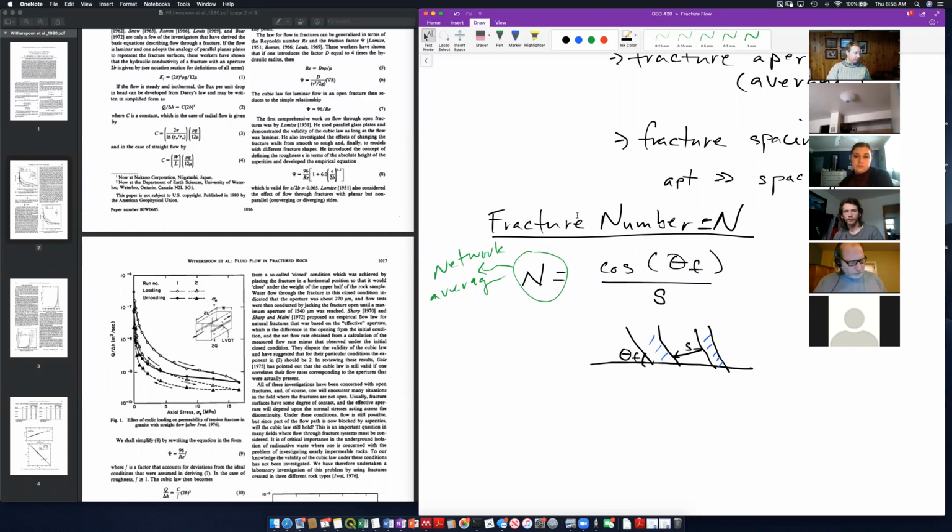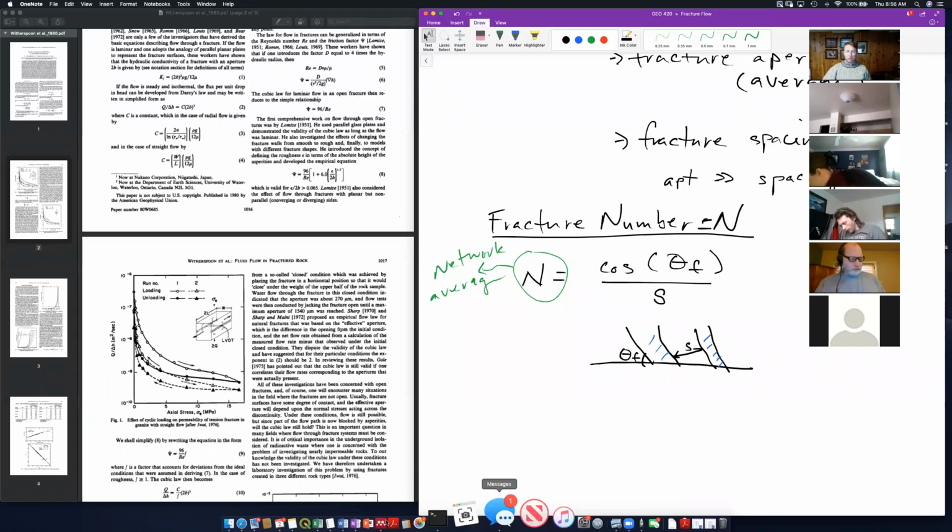All right, let's take a 5-minute break, and then we'll talk about one of the ways we deal with this averaging process, which is to think about the fracture network as an equivalent porous media. All right, so 5 minutes, and then we'll come back.